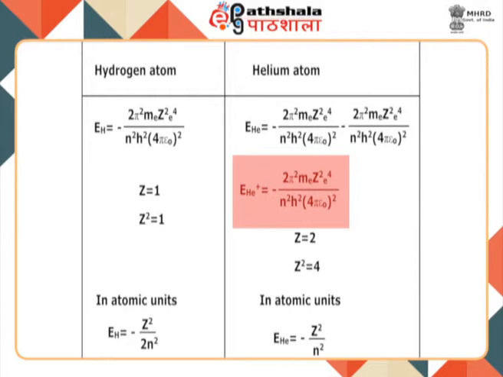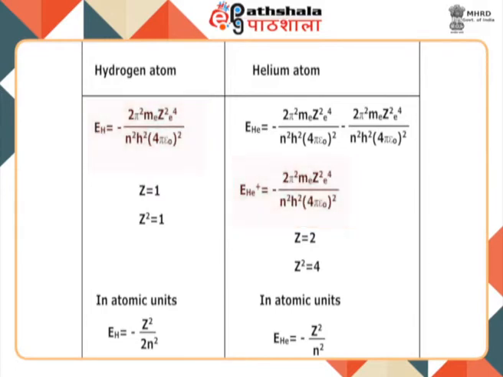The only difference you can very well now understand is that the hydrogen atom and the helium ion are similar in the sense that both are one electron systems. The only thing is that in the hydrogen atom, the nuclear charge Z is 1, whereas in the helium ion, the nuclear charge is 2.